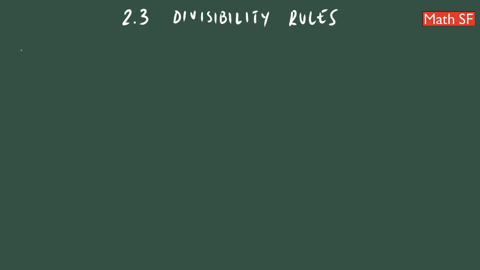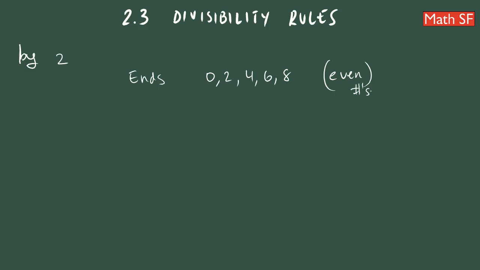Well, divisibility by 2. When a number is divisible by 2, if a number ends in the digit 0, 2, 4, 6, or 8, which are called even numbers, right? Then this number is divisible by 2.